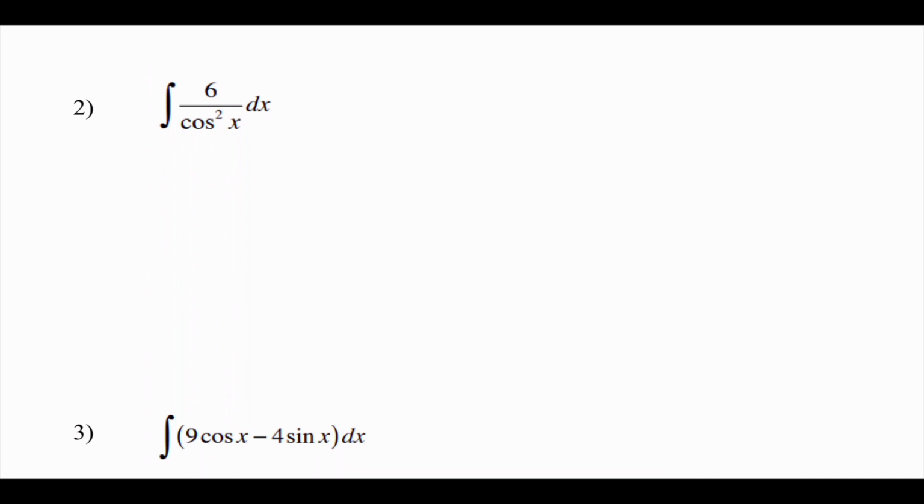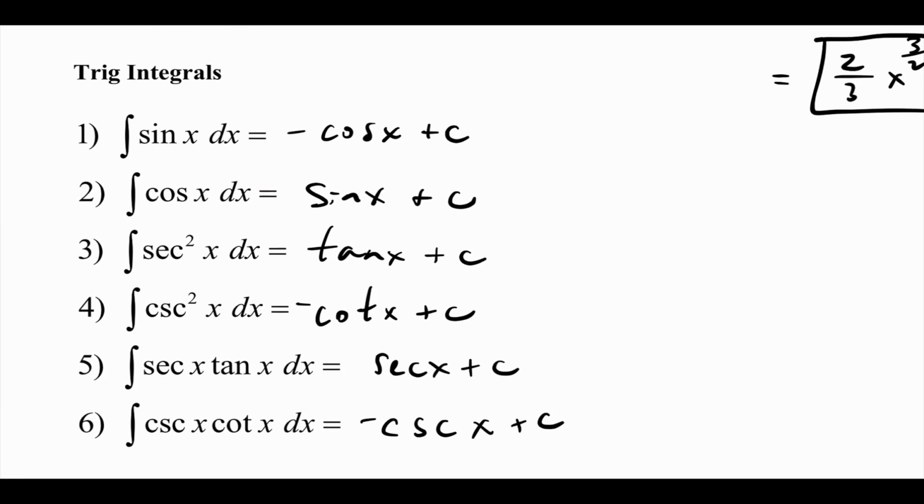And there's a cosine squared, right? We don't have cosine squared on my list. There is no cosine squared. So we've got to think outside the box here.